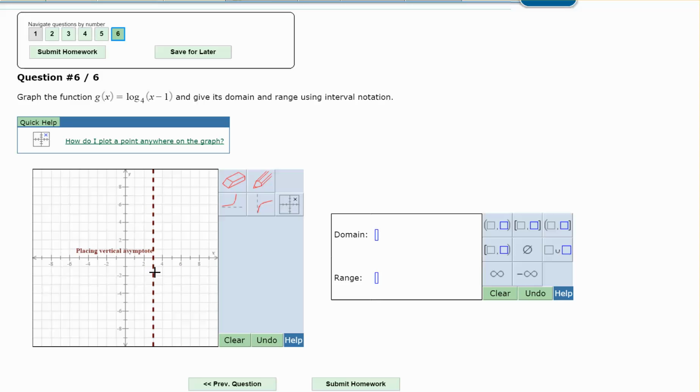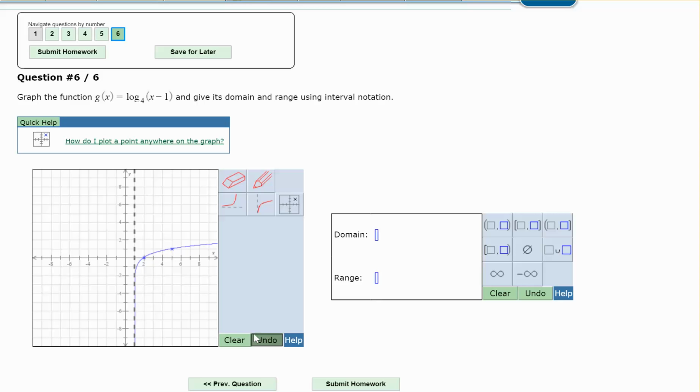It's having you place that vertical asymptote first. So we said it was going right 1. Then place the first point. My intercept was at (2, 0), and my second point that I just solved for was at (5, 1). So go right 5, up 1. And that's how you're going to graph that logarithm.